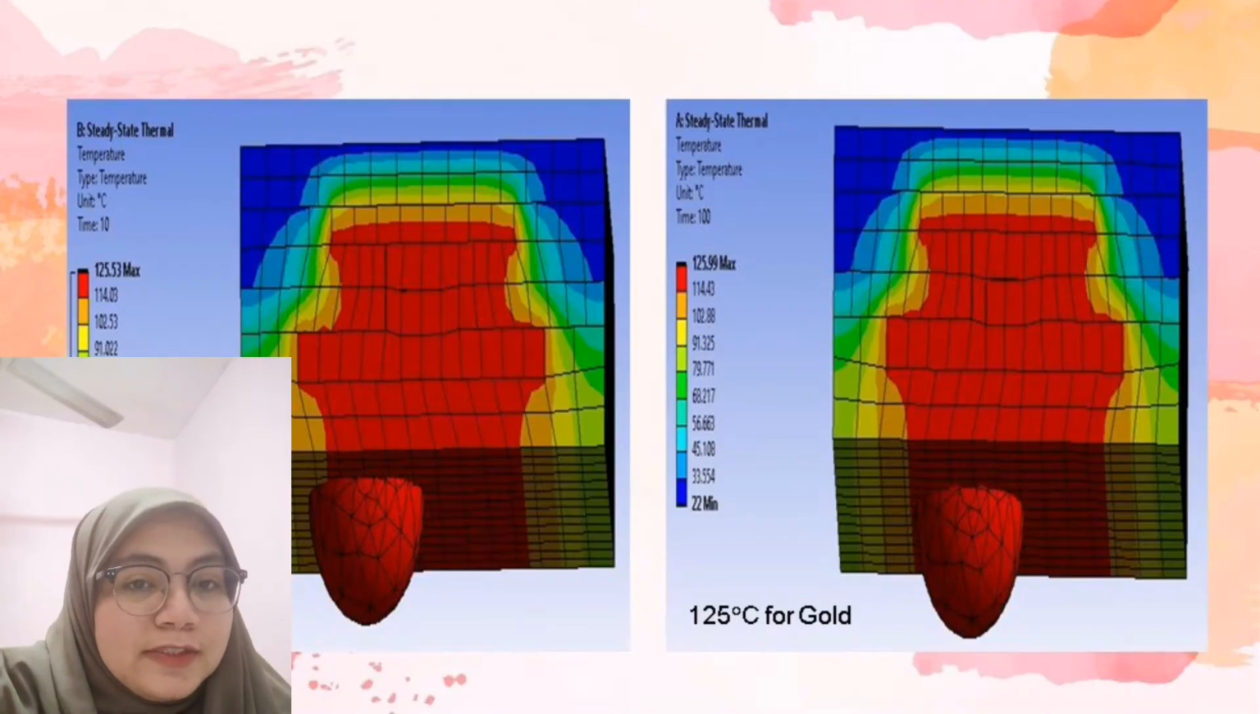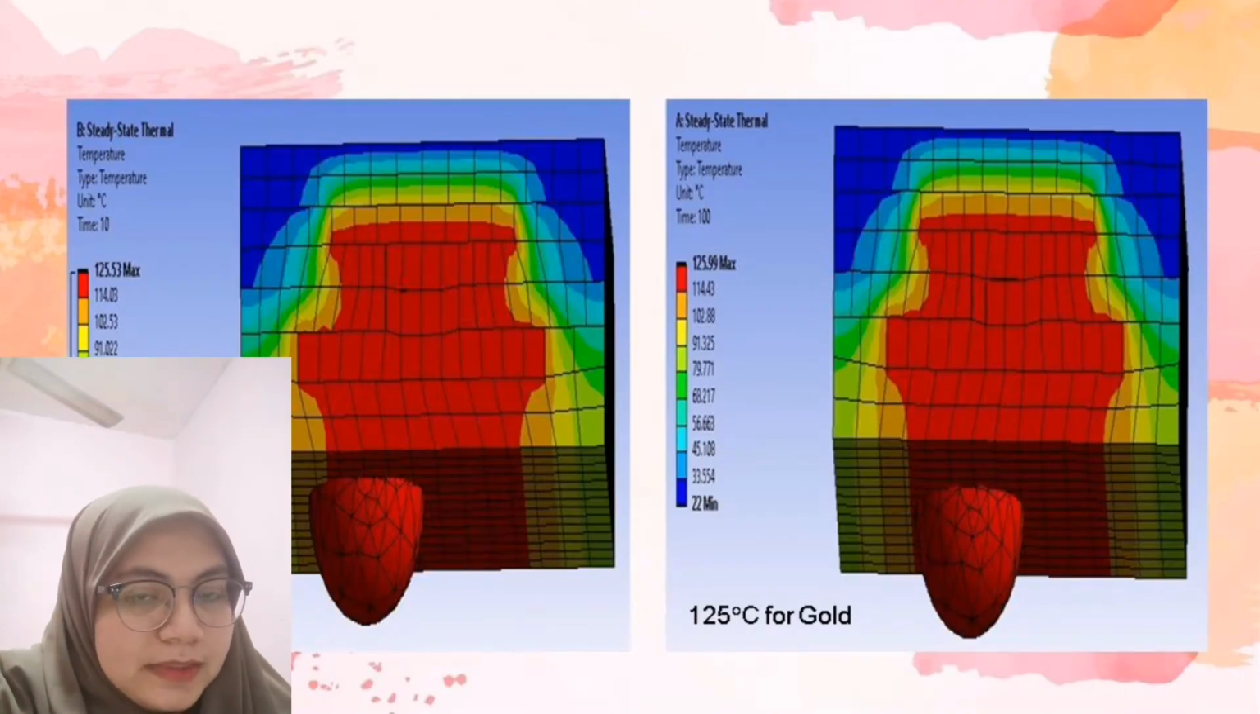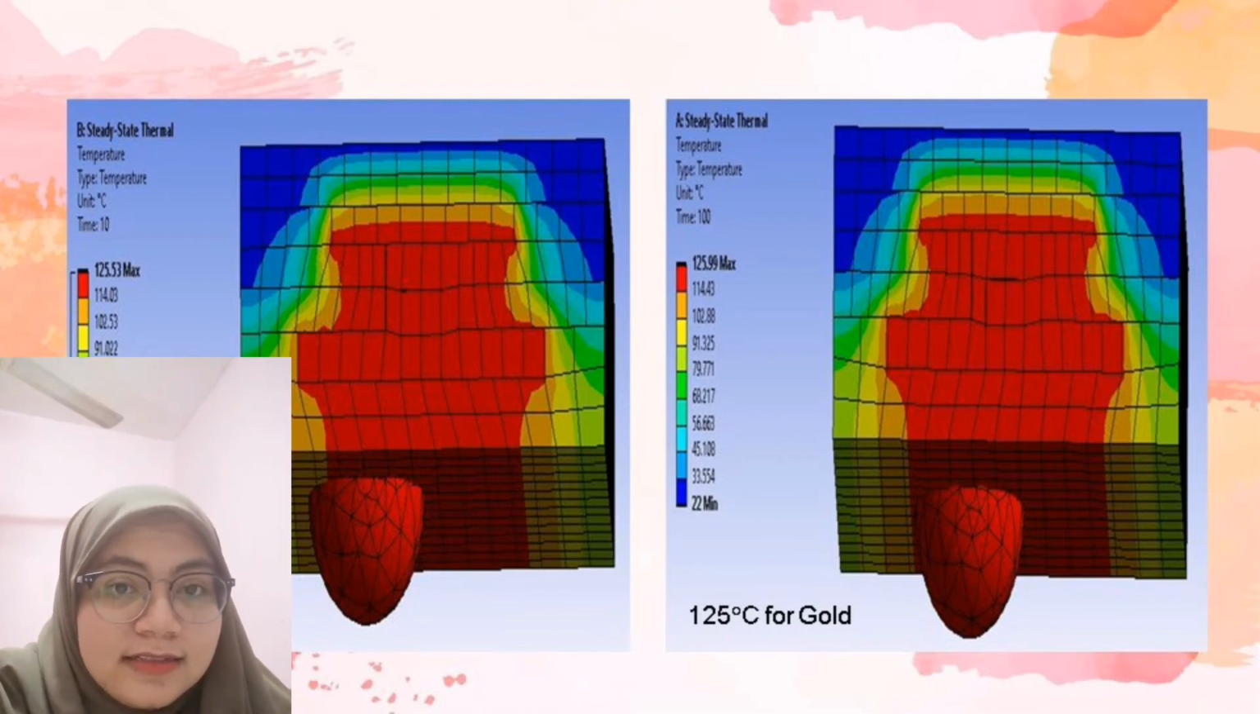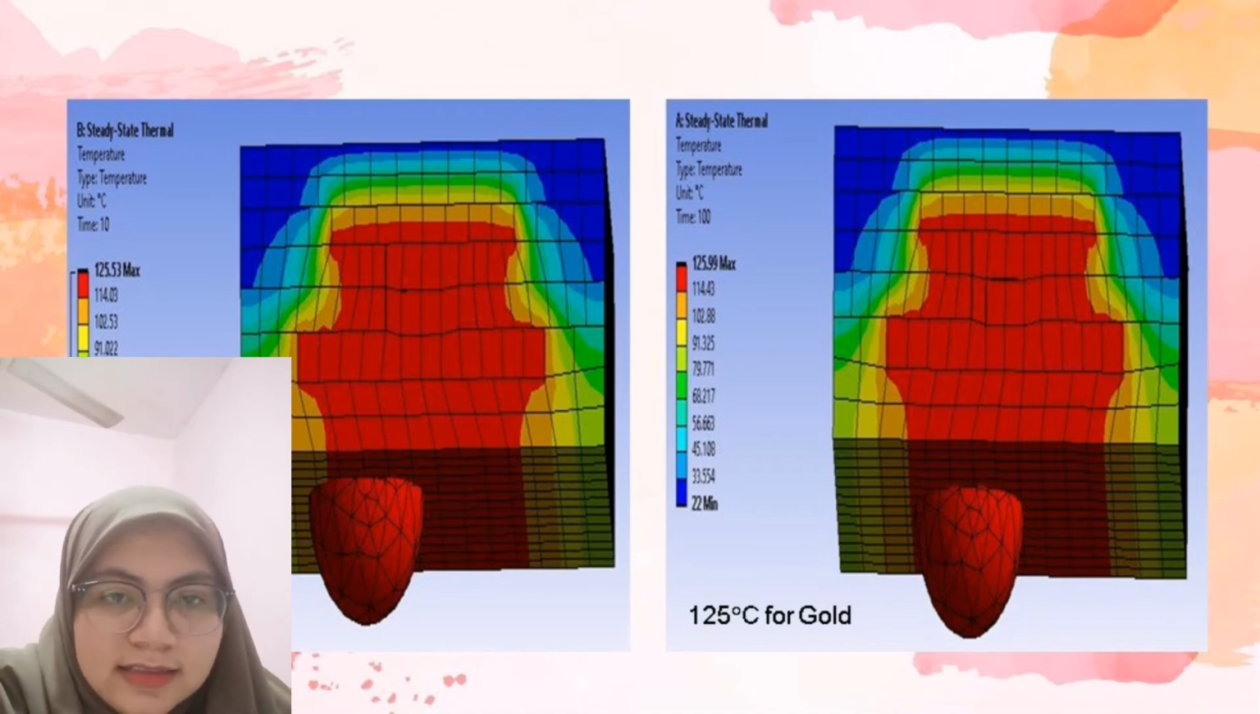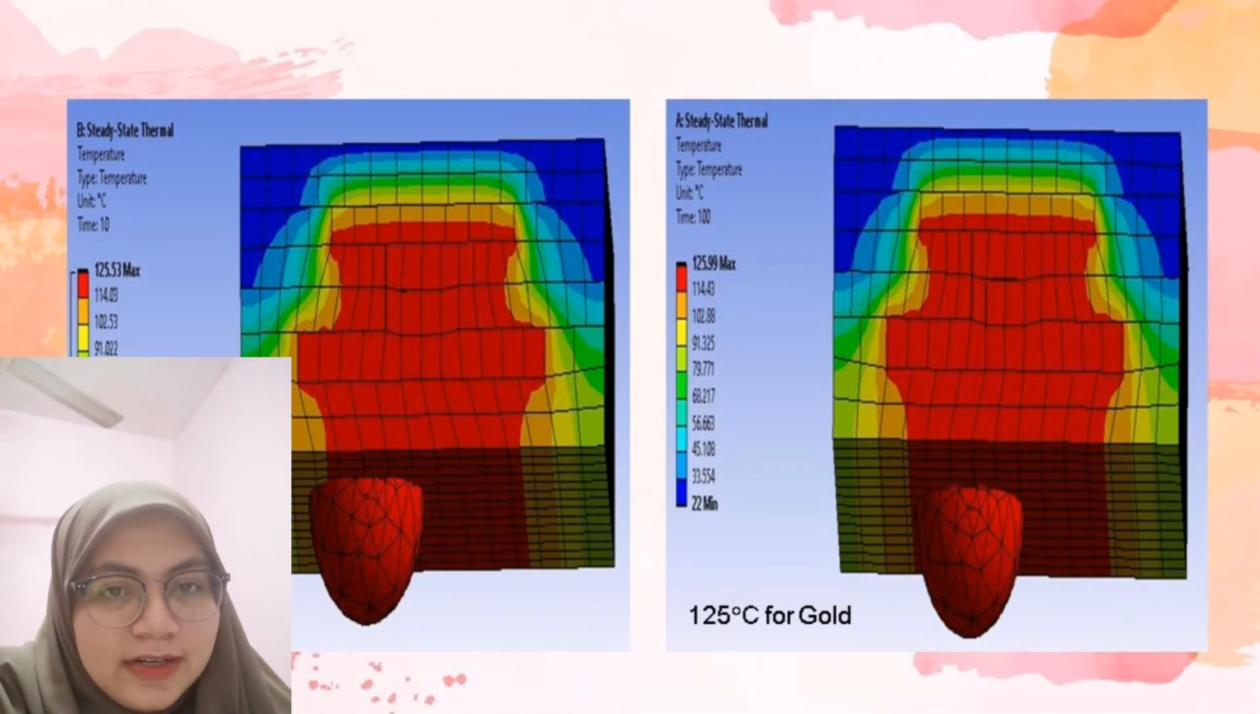This is the operating temperature for the packaging suggested by the paper, which is 125 degrees Celsius. From this analysis, we can see the steady state thermal for the copper is only increasing by 0.53 degrees Celsius, while the steady state analysis for the gold increases quite significantly, by 0.99.